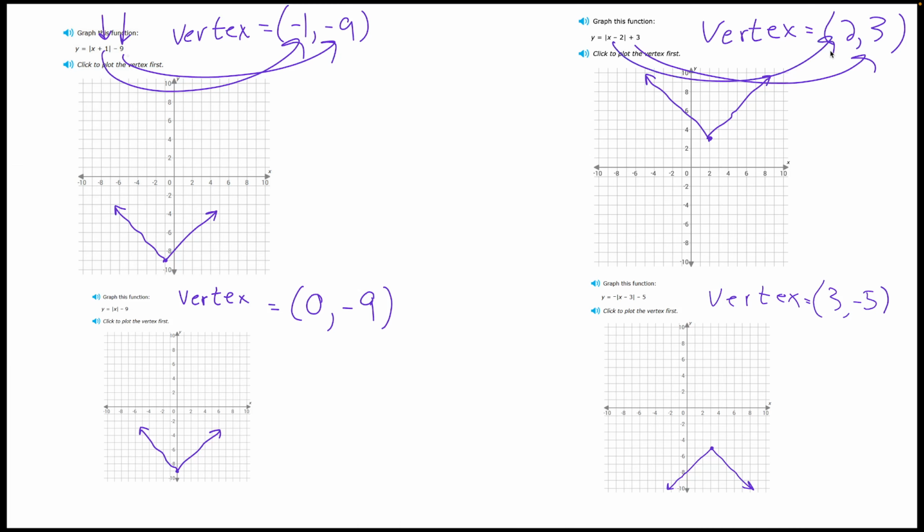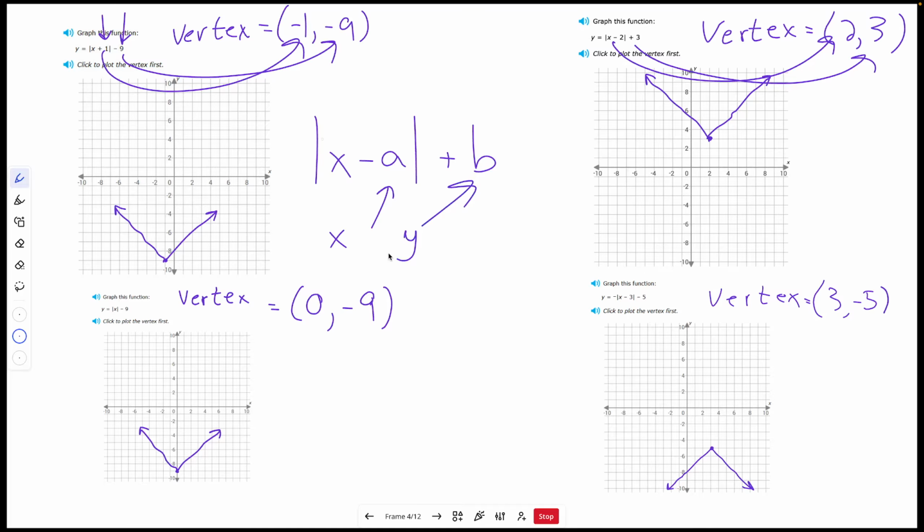So for an absolute value function, |x minus a number| plus another number b, this number right here tells you the x-coordinate of the vertex. This number right here tells you the y-coordinate of the vertex. And remember that this is reversed, or opposite. Whatever's inside, it's the opposite of what you see.